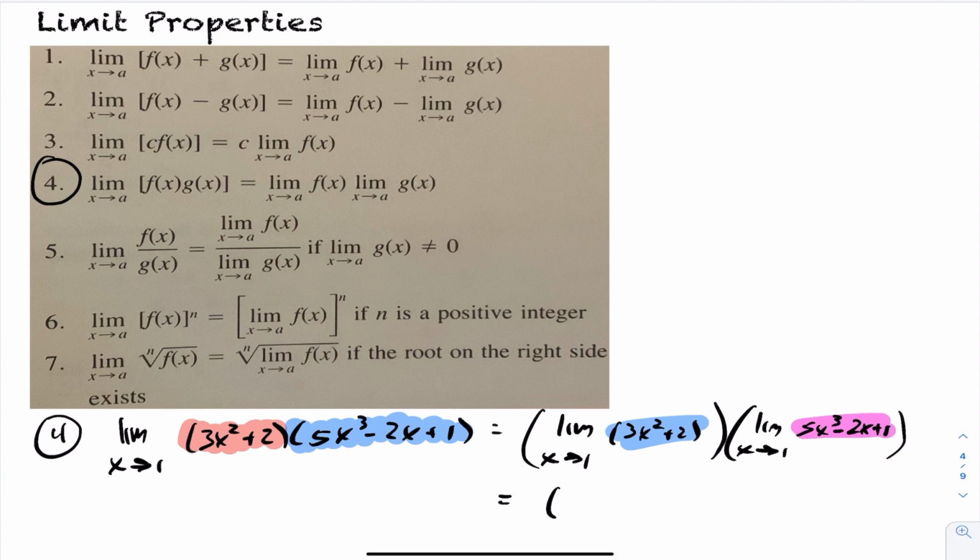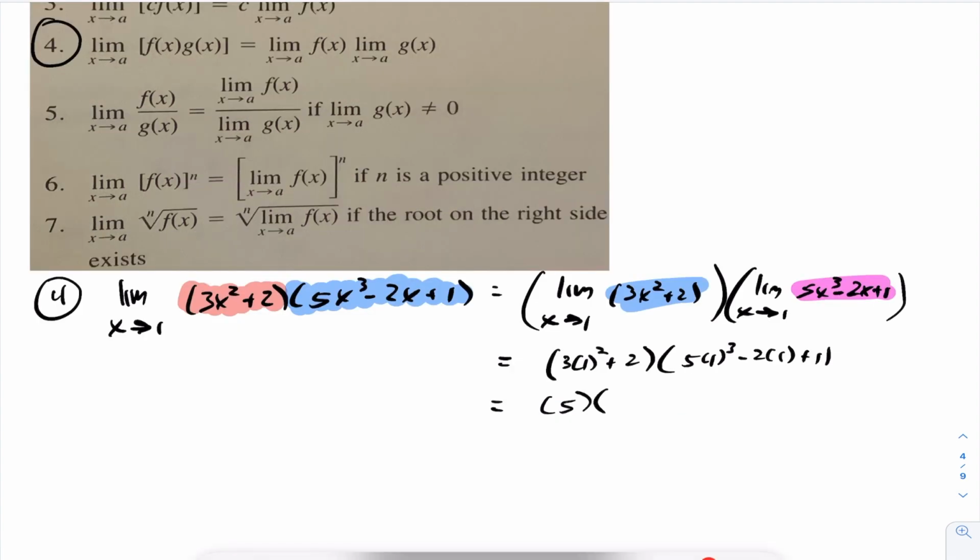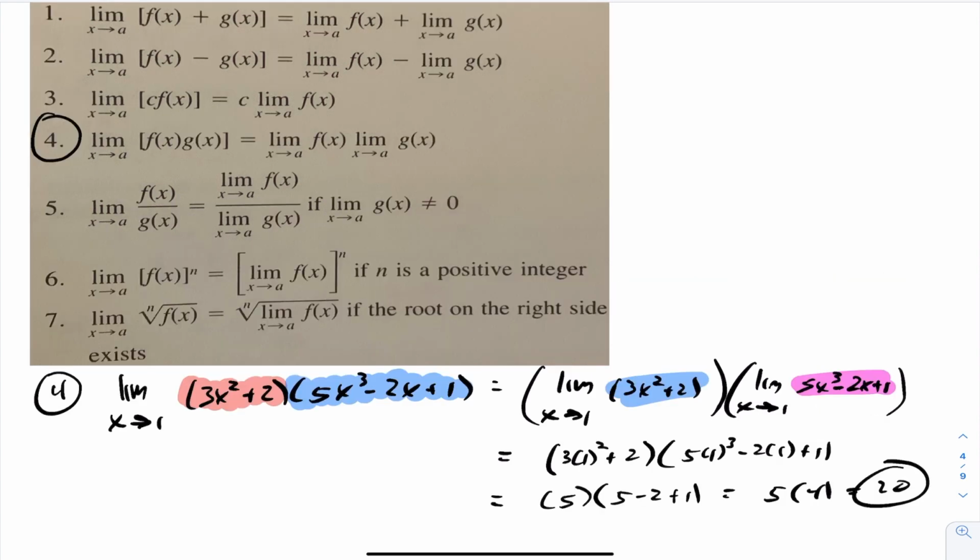values in directly, in which case this is 3 times 1 squared plus 2, and 5 times 1 cubed minus 2 times 1 plus 1, giving us 5 times 5 minus 2 plus 1, and we have 5 times 4 is 20. So this is just one of the 7 examples here. Applying your limit property, when you're taking the limit of the product, you can take the limit individually and multiply those results.